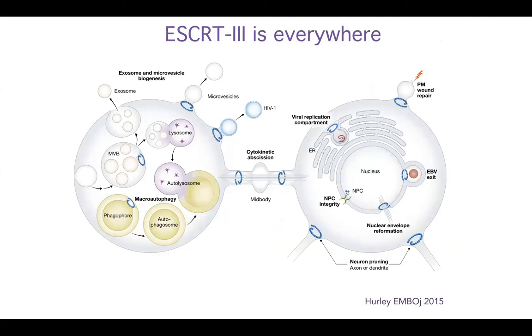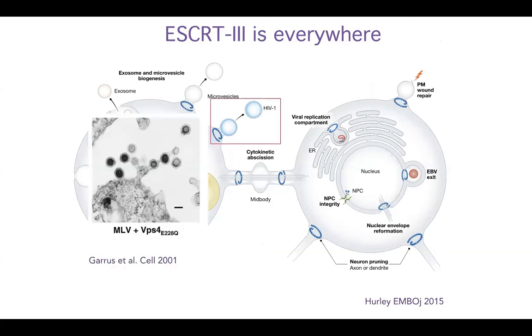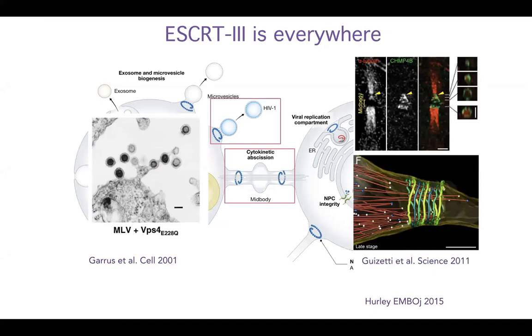This is true in many cases, as you can see here. I will just highlight a few of them. The very first one, introduced by Wes Sundquist, is the budding of HIV, and the scission reaction that occurs there to liberate the virion is performed by ESCRT-III. Another essential function, of course, is the final step of cell division, abscission, and this is again generated by ESCRT-III, as you can see from this paper from Daniel Gerlich.